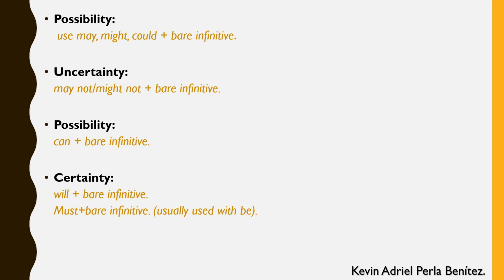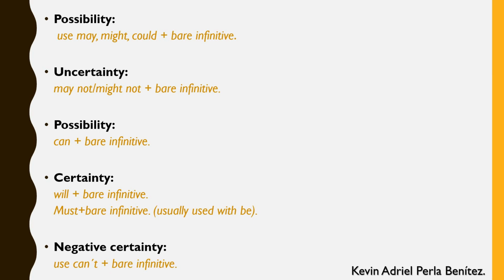And the last one will be the one that expresses a negative certainty. This is used with the negative form of can, and its structure will be the following: can't plus verb infinitive. We use it when we are very sure or certain something is not true or is impossible. It is usually used with be, and its structure will be can't plus be plus verb infinitive.